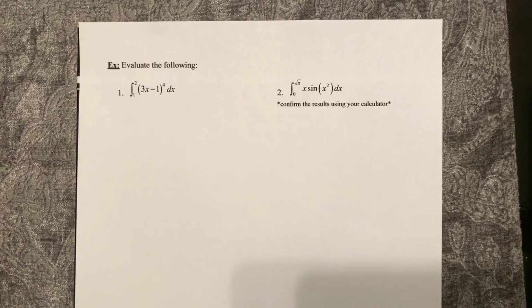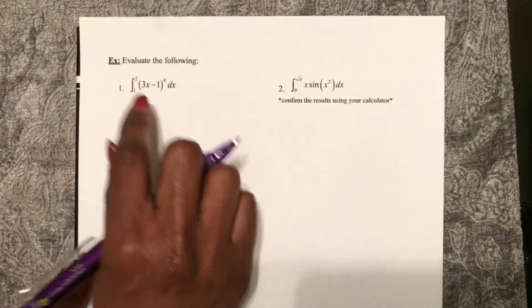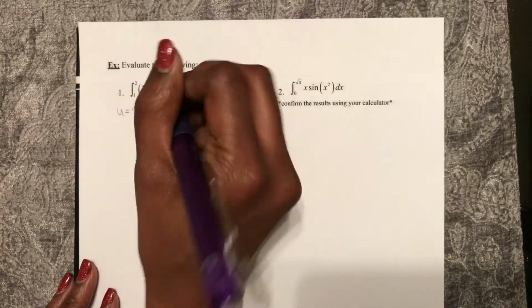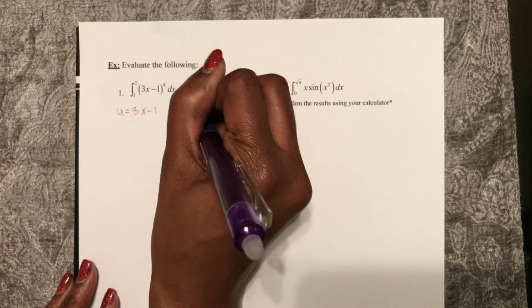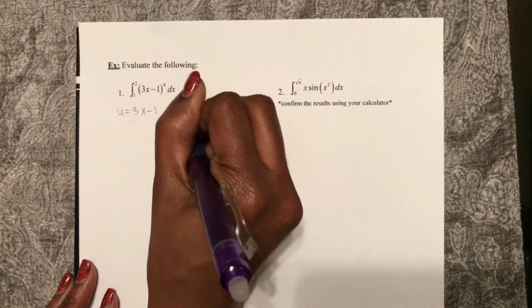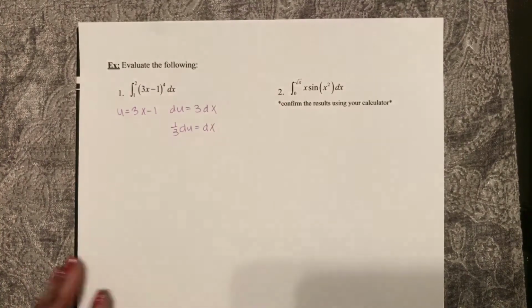All right, let's evaluate the following definite integrals. So here in number 1, when I start this problem, before I can integrate, I need to simplify. I'm going to let u equal 3x minus 1. That means du is 3 dx. We only have a dx, so 1/3 du equals dx.